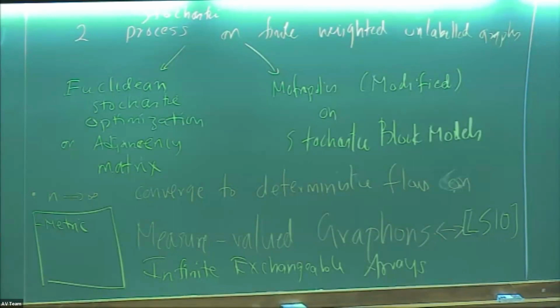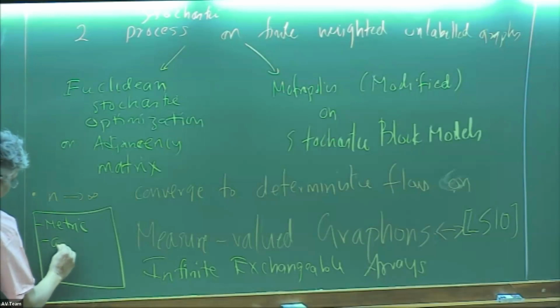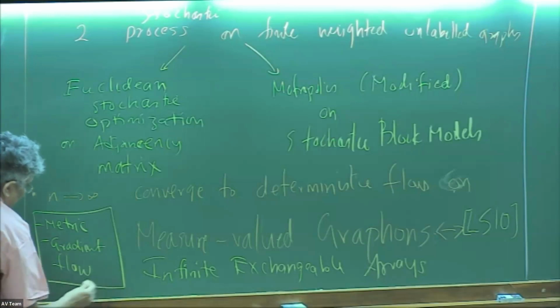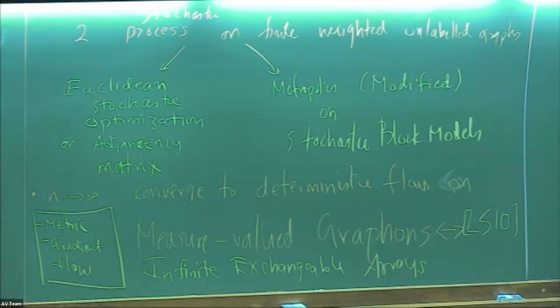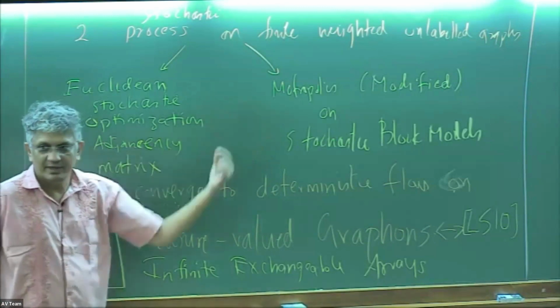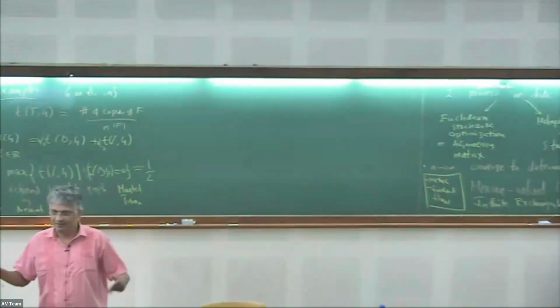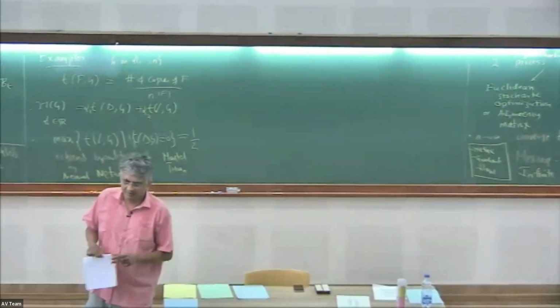So then what we also do is we show existence of a gradient flow, that the whole minimization problem can be established as a gradient flow on the space of measure-valued graphons. I'll explain all this in my talk. The other things that we show are exponential convergence of the Metropolis algorithm to the minimizer and stability of the problem and so on, under nice conditions on H.